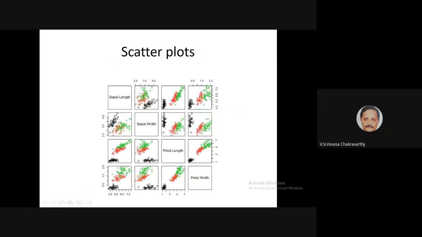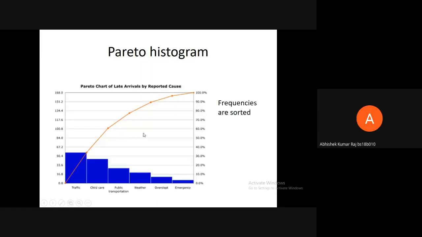Then scatter plots we have already seen. Hello, sir. In the previous slide, this one.